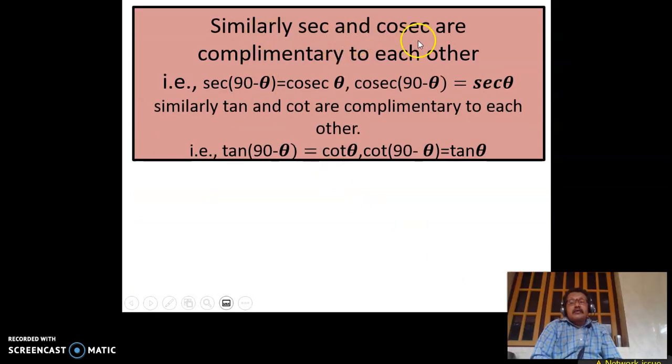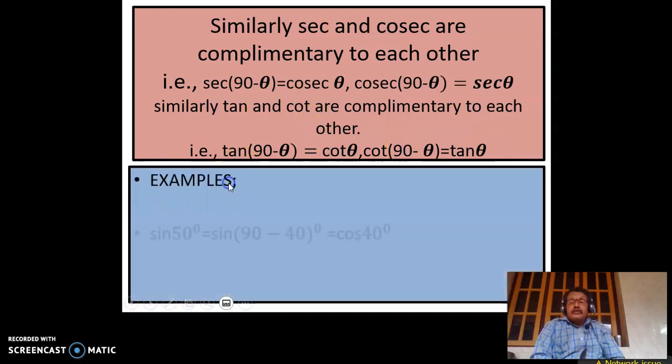Similarly, cosecant and secant are complementary to each other. We can prove it the same way. Secant 90 minus theta equals cosecant theta, and cosecant 90 minus theta equals secant theta. Similarly, tan and cot are complementary to each other. Remember, tan and cot are complementary and also reciprocal, but sin and cos are complementary but not reciprocal. Sin and cosecant are reciprocal, cos and secant are reciprocal, but tan and cot are both reciprocal and complementary.